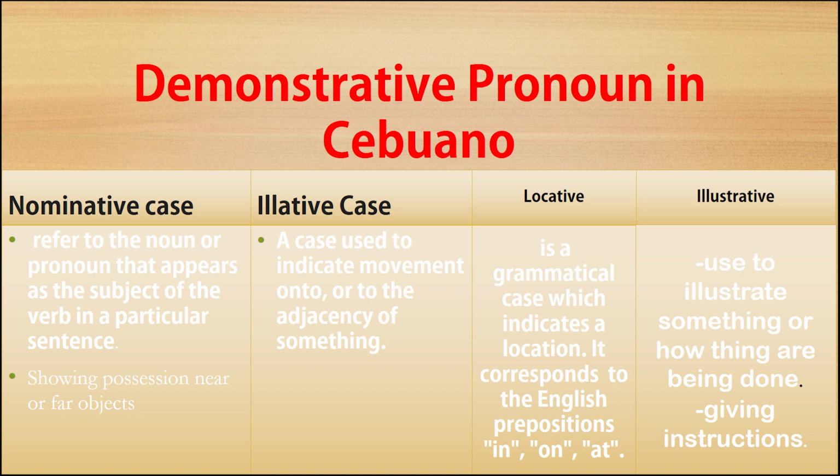We have here 4 cases: the nominative case, illative case, locative case, and illustrative case. Nominative case refers to the noun or pronoun that appears as the subject of a verb in a particular sentence, or it can also show position near or far the object. Next is illative case, a case used to indicate movement unto or to the adjacency of something.